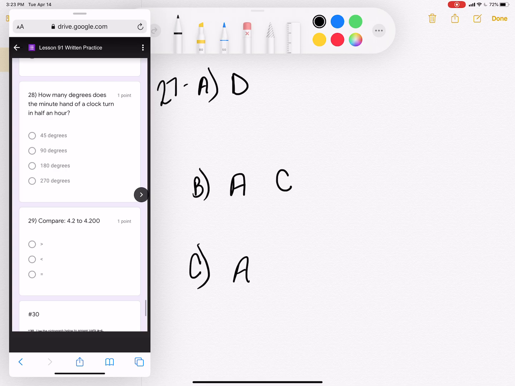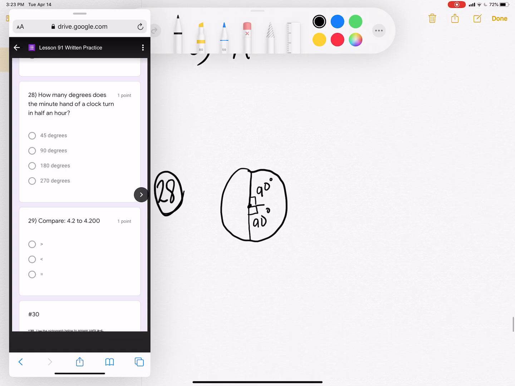28. How many degrees does the minute hand of a clock turn in a half an hour? So I drew a really ugly clock. The first 15 minutes is 90 degrees. Every 15 minutes is 90 degrees. And the second 15 is 90 degrees. So 90 times 2. 0 times 2 is 0. 9 times 2 is 18. That would be 180 degrees.